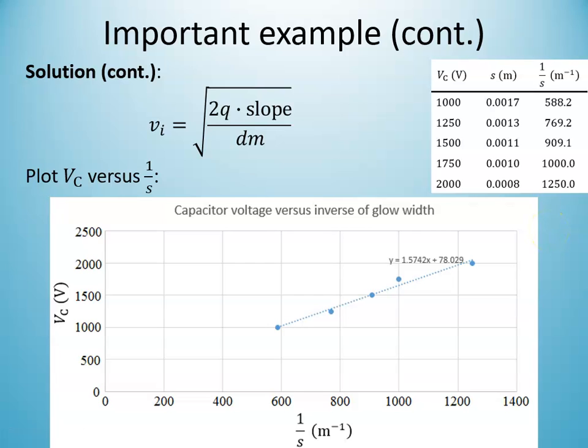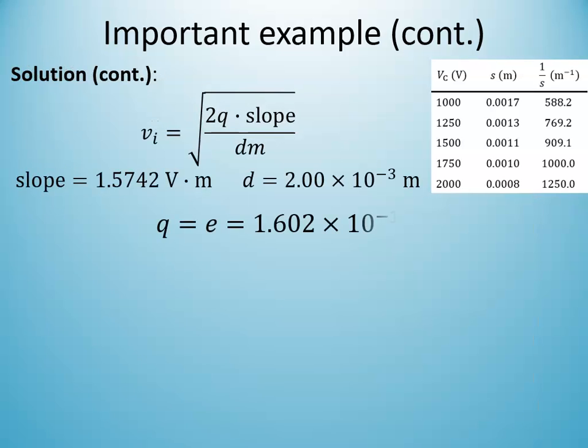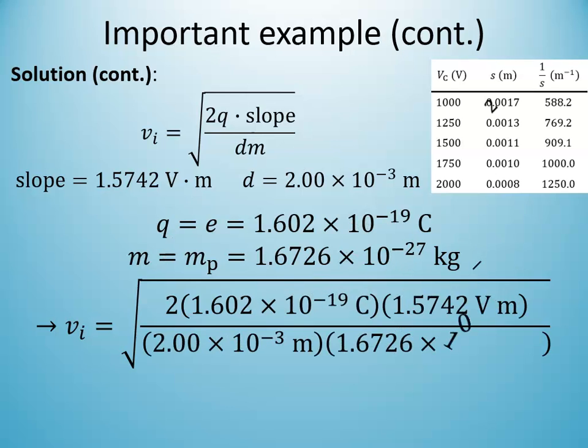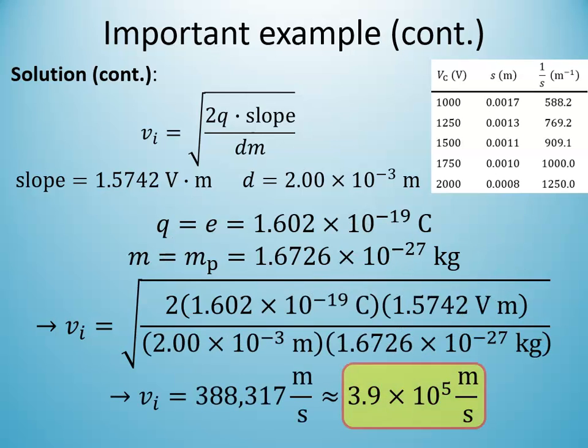But in any case, pretending that we found some point over here and some point down over here, and used those to calculate a slope of 1.5742 volts times meters, units are on slopes too, then we can plug that in along with our givens, the mass of the proton and the plate separation d, to obtain the initial velocity of our protons as 3.9 times 10 to the 5th meters per second.